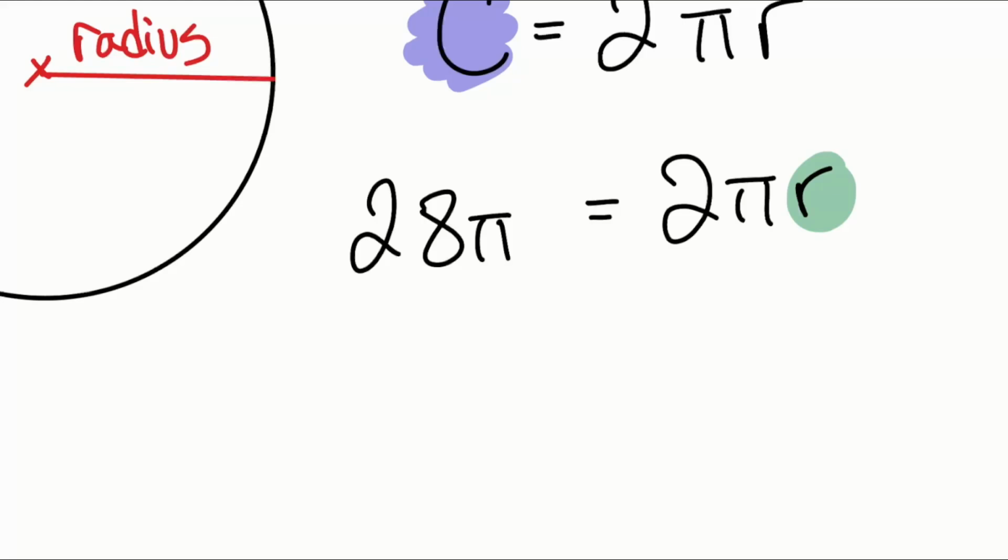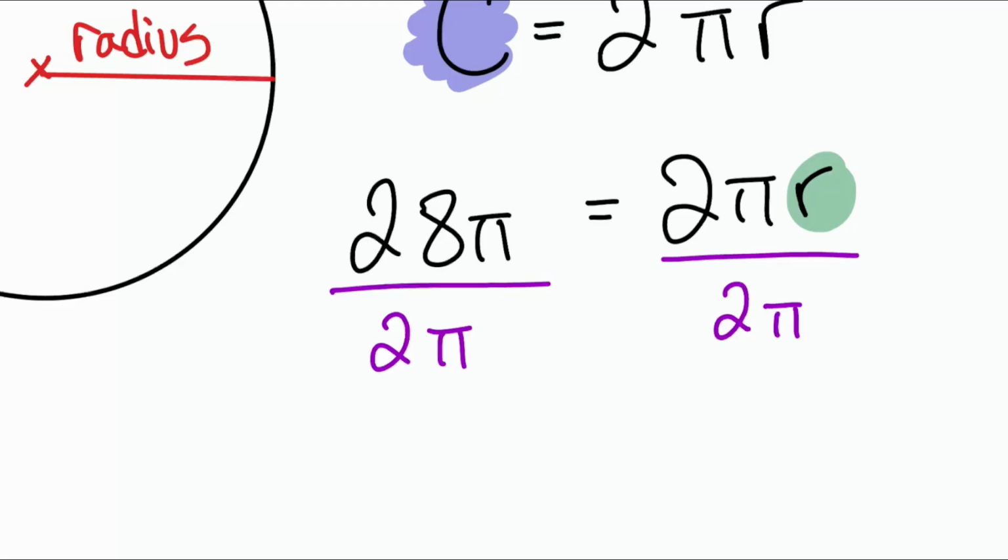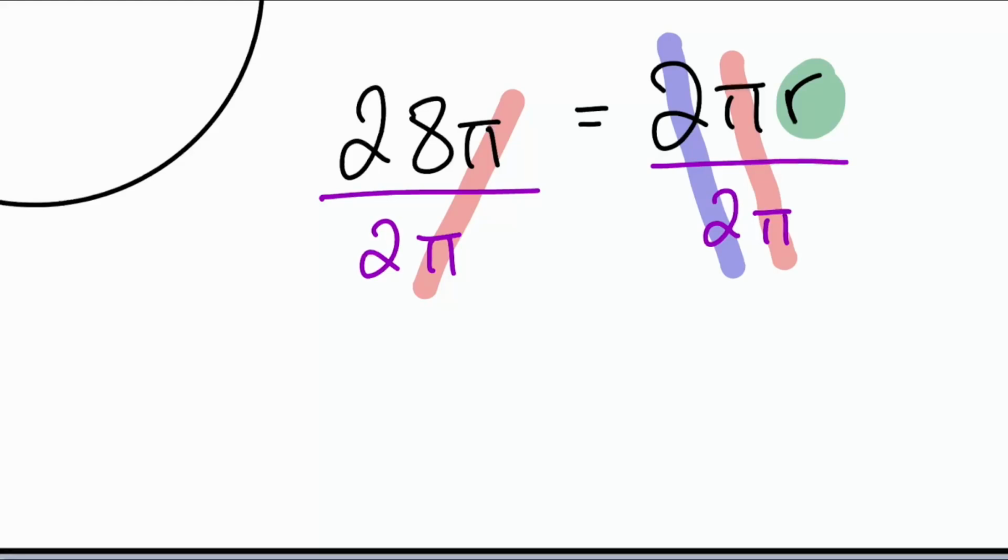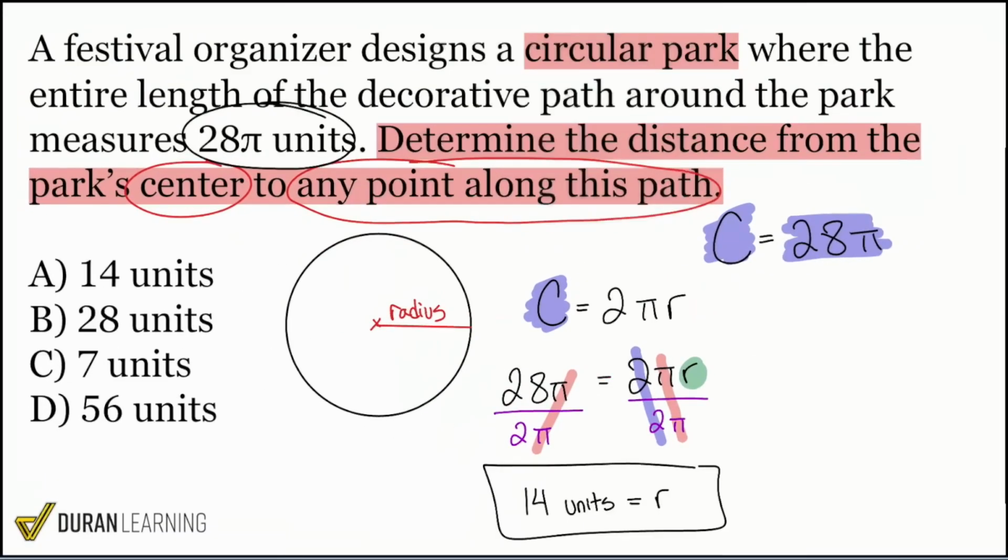We know that we can divide both sides by the contents right there. The 2 pi, we can divide that on both sides. And once we do that, the pi's cancel out, the 2's cancel out on the left side. And the final question is, what's 28 divided by 2? And there we go. The correct answer here will be 14 units. That is the radius of this park. The correct answer here will be A.